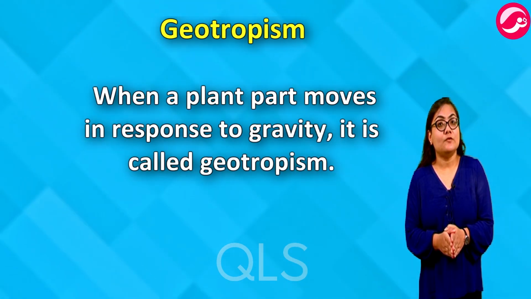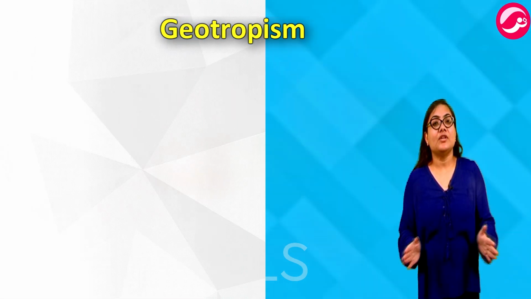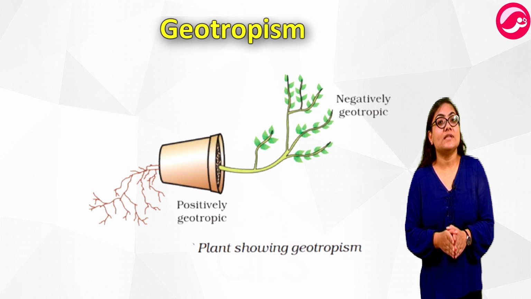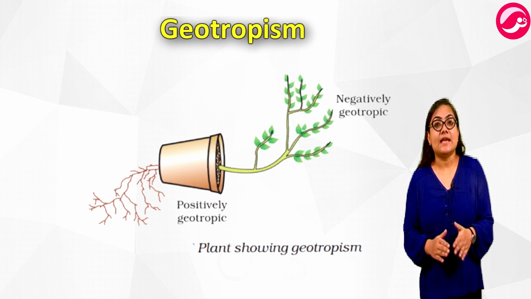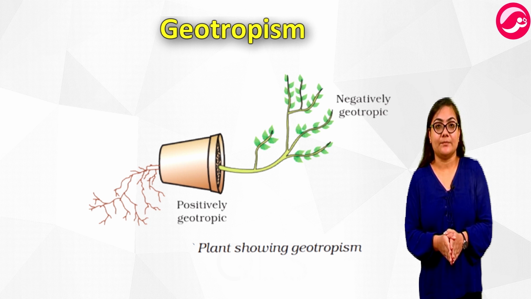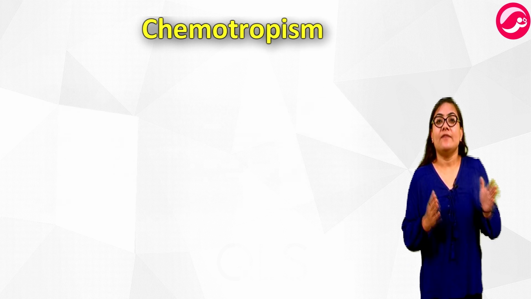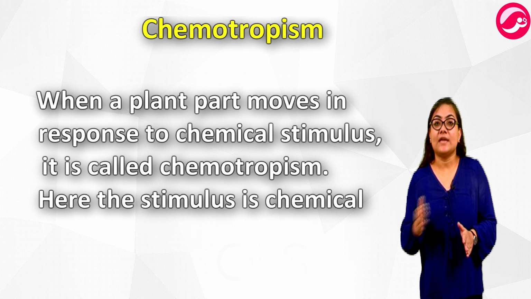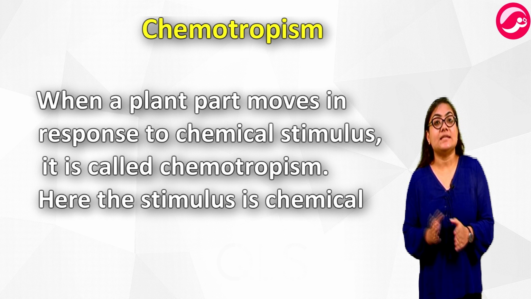Second is geotropism. When a plant part moves in response to gravity, it is called geotropism. For example, roots of a plant move in a downward direction, so they show positive geotropism, and stems move in the upward direction, so they show negative geotropism. Third type of tropism is chemotropism. When a plant part moves in response to chemical stimulus, it is called chemotropism. Here the stimulus is chemical.